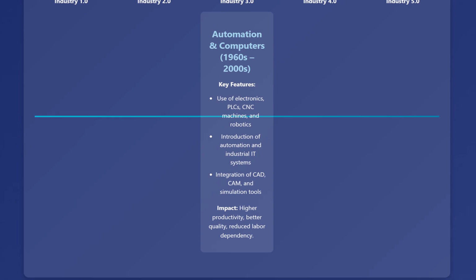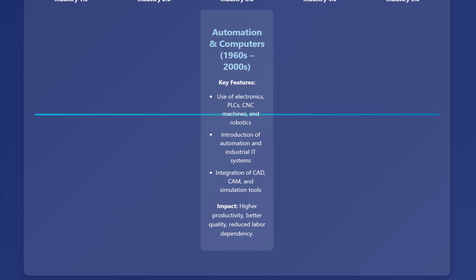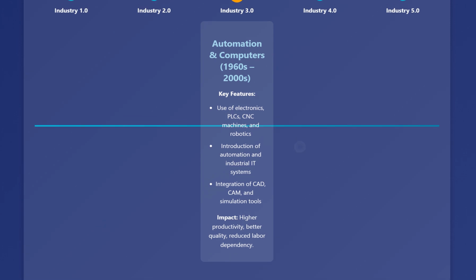So this is where there was a lot of use of electronics, PLCs, programmable logic controllers. There was use of CNC machines and also robotics. That's when these features came in, and we call it Industry 3.0. We can also look at the introduction of what we call automation and industrial IT systems. This is when there was integration of systems like CAD, computer-aided design, computer-aided manufacturing, and also simulation tools to help in automating the systems.